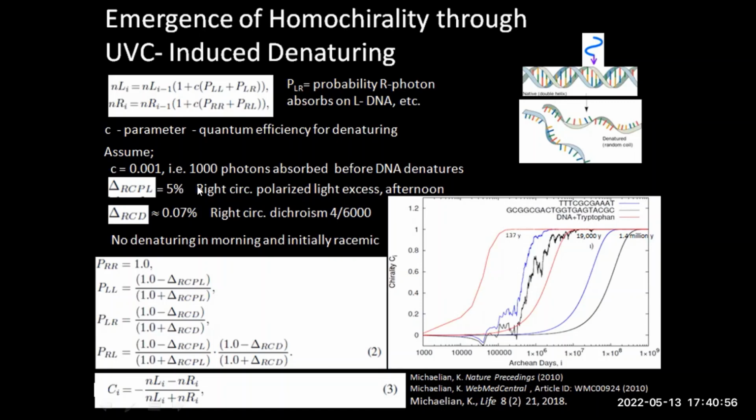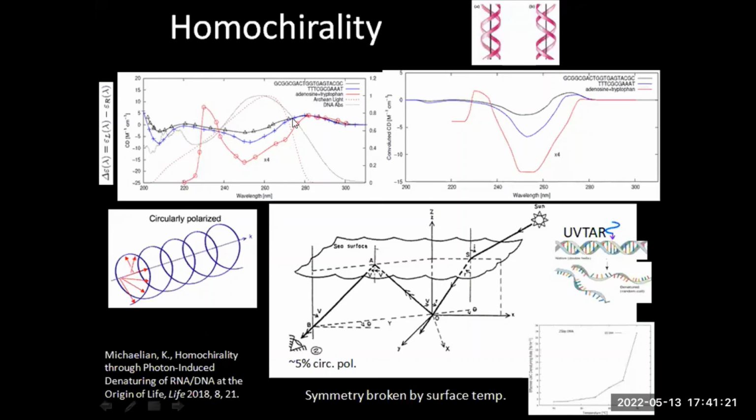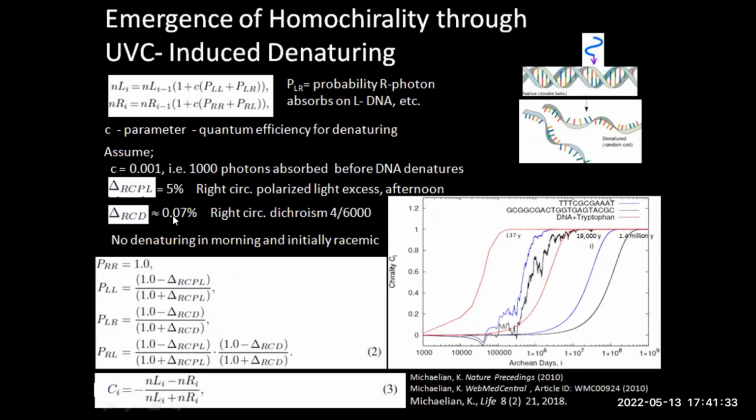And including the amount of excess circular polarized light in the afternoon, which, as I said, is about 5% on the ocean surface. And that's the maximum that you're going to find anywhere on Earth. And including this effect of circular dichroism, which is about 0.07%, or 4 in 6,000. So that's how these DNA absorb right-handed with respect to left-handed light. Okay, and the difference is very small. It's less than 0.1%, but over many generations it can add up.